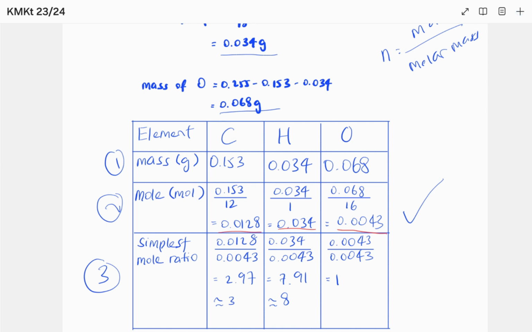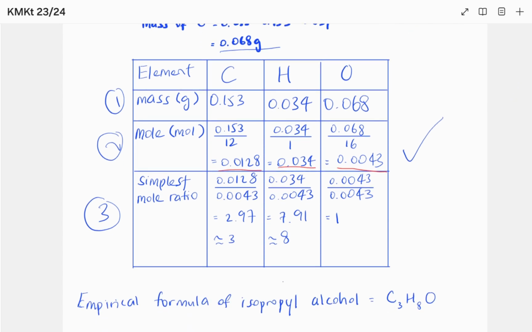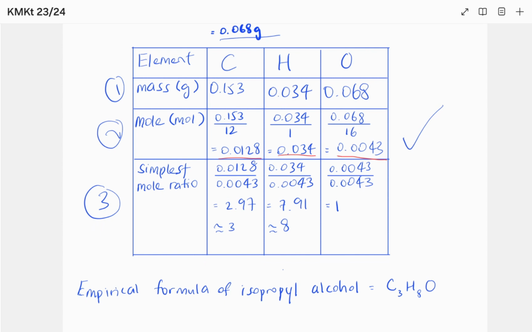And for hydrogen, we will use 0.034 divided by the mole of oxygen, so we get 7.91, and round off we will get 8. And for oxygen, the simplest mole ratio is 1. Then we combine all of the information together, we will get the empirical formula of isopropyl alcohol equal to C3H8O. So this will be our final answer, and we are done for part A.